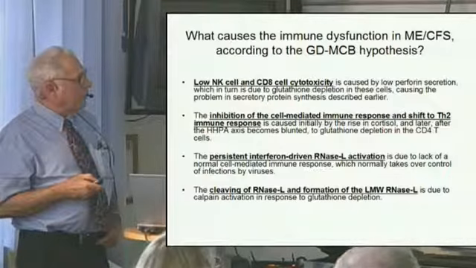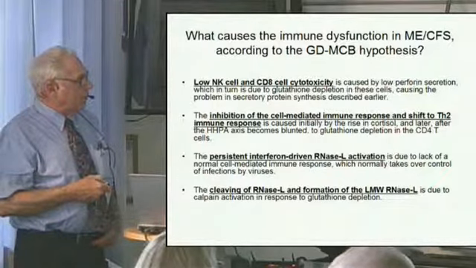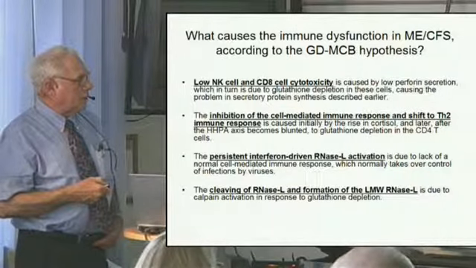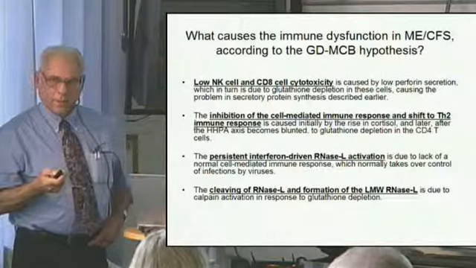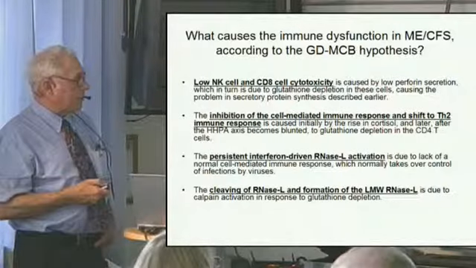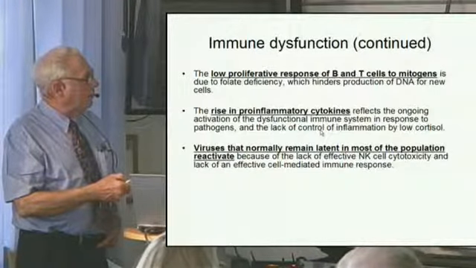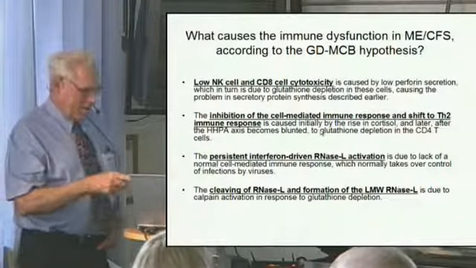Okay, what about the immune system? Well, for many years, we've known that the natural killer cells and more recently the CD8 T cells have low cytotoxicity. They're not able to kill infected cells as well as they should be able to. And that's caused by low perforin secretion. This is really interesting, huh? Okay.